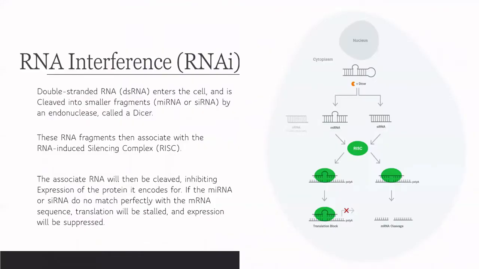So in RNAi, or RNA interference, double-stranded RNA is introduced into the cell, where it's cleaved into smaller fragments by an endonuclease called Dicer. That can be cleaved into miRNA or siRNA, which then associates with the RNA-induced silencing complex, which then associates with the target mRNA. If it matches perfectly, it'll cleave that mRNA, which basically suppresses the expression. It degrades the mRNA, or it can degrade the poly A tail and block translation if it doesn't match perfectly.